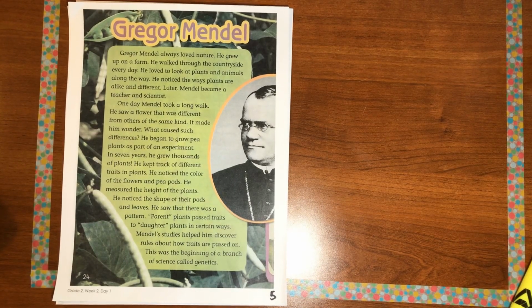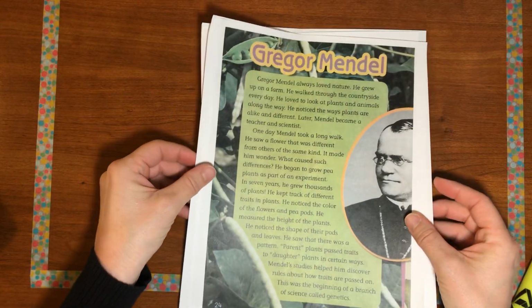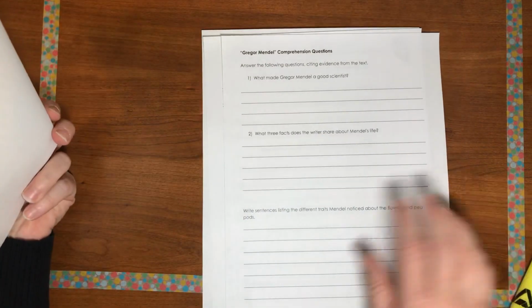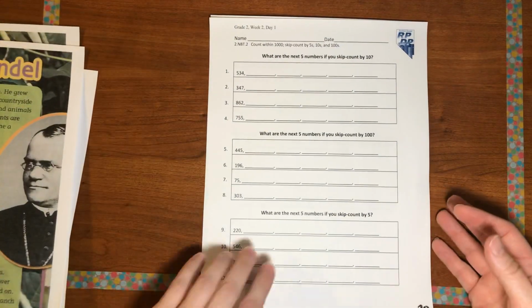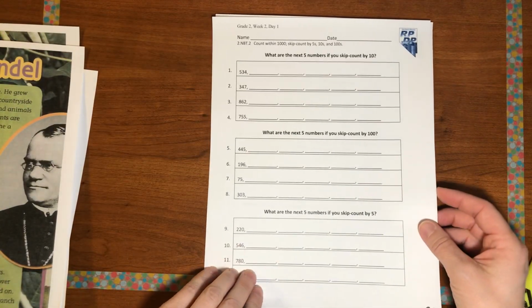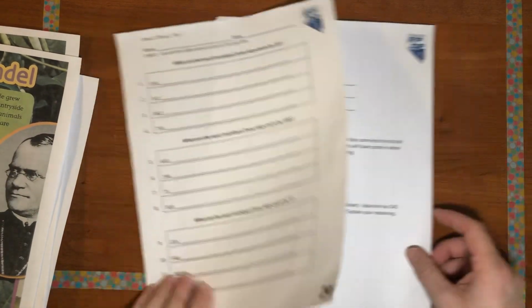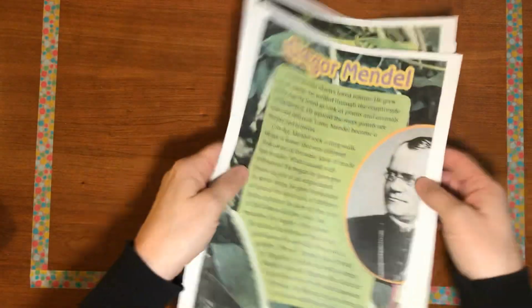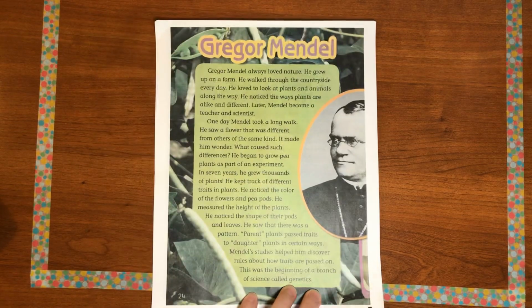Okay, today we are looking at week 2, day 1 worksheets for reading and math. So this is the article about Gregor Mendel and some questions that go with the article. And then this one has 2 pages of math, and they're all for skip counting within 1,000. So we're going to start by taking a look at the article about Gregor Mendel.